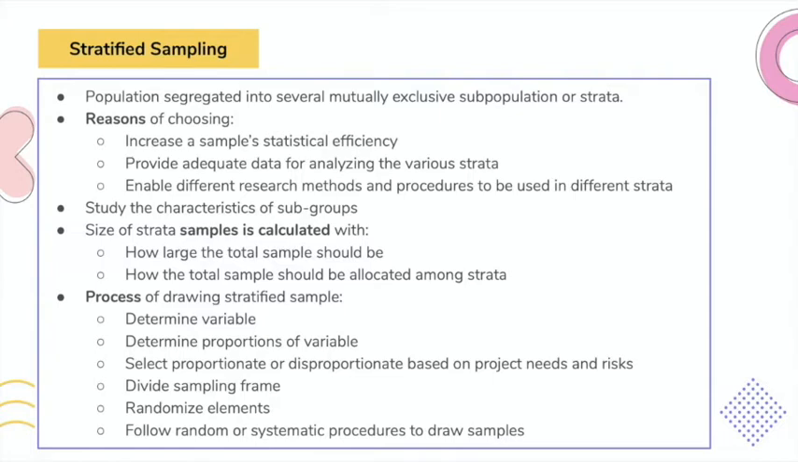And then we can do the stratified sampling through the process. First is determine the variable, determine the proportion to the variable, select proportionate or disproportionate stratification based on the project information needs and risk, divide the sampling frame into separate frames, and randomize the elements within each stratum sampling frame. And then the last one is to follow random or systematic procedures to draw a sample from each stratum.